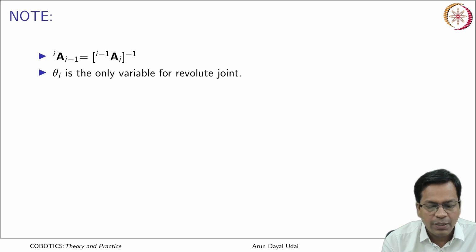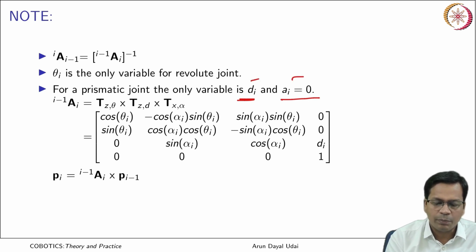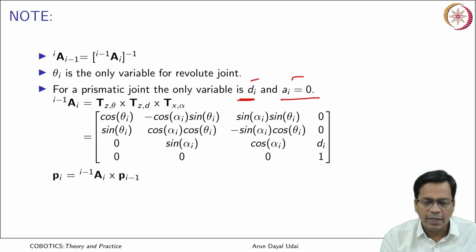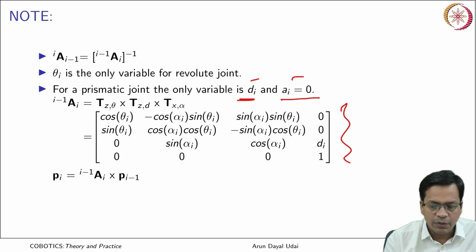Next, theta_i is the only variable for a revolute joint. In case of a prismatic joint, the variable is d_i and a_i, that is link length, becomes equal to 0. If you put these values into the previous A_{i-1,i} transformation, it becomes this. Okay. So, this can also transform the point which was at p_{i-1}. If you multiply with this transformation matrix, it takes you to the next frame.